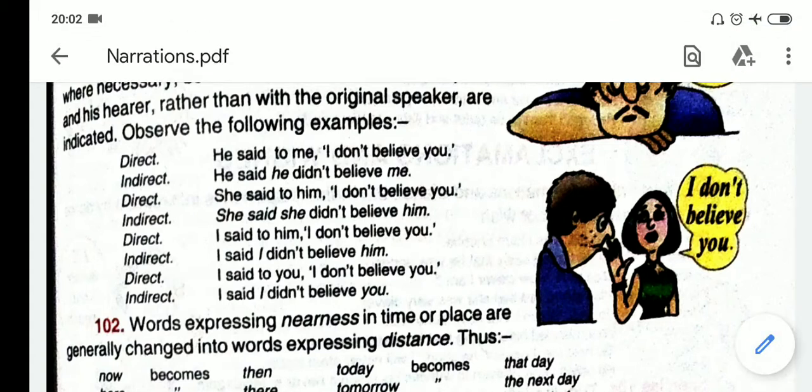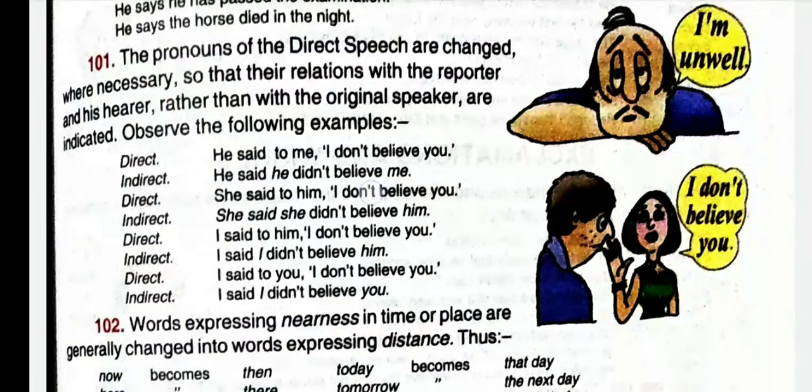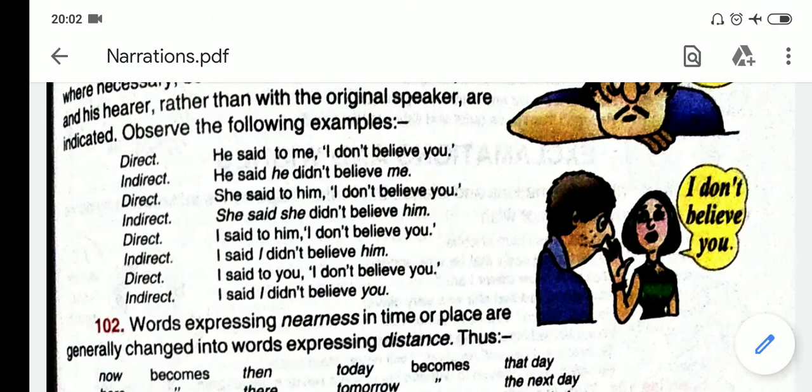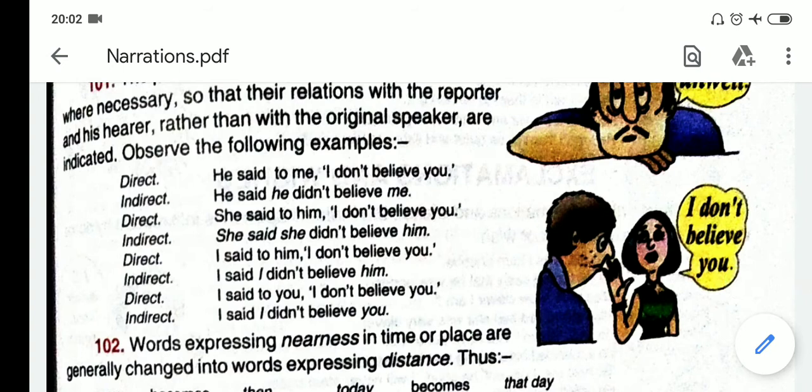She said to him, I don't believe you. I don't believe you is present indefinite tense. You have done all the tenses. She said to him, I don't believe you. She said she did not believe him. Present indefinite has changed into past indefinite, because don't is the present indefinite, didn't is the past indefinite. And do these sentences and make notes of this lecture, whatever I have taught you up till now, in your copies, and we will continue with these direct and indirect.